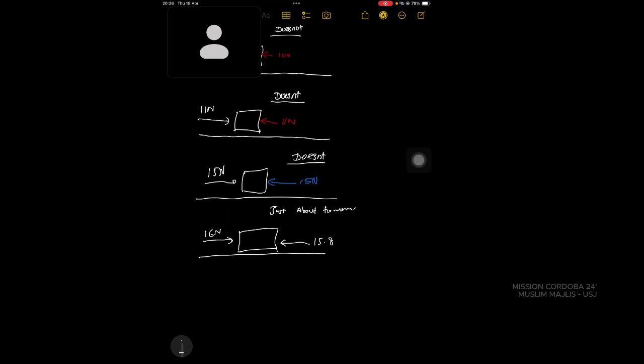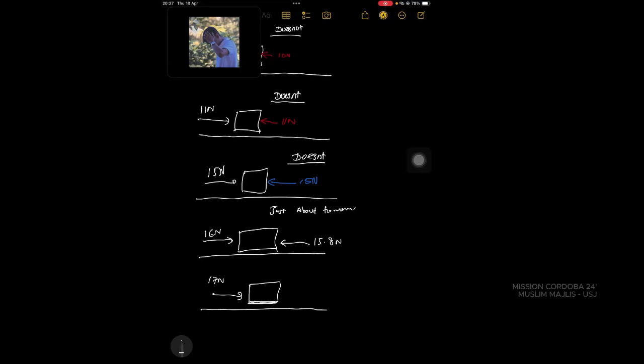There's a calculation for this, which you will all learn later. For example, I say 15.8. Yes, a bit less than 16. Now I am applying 17 newtons of force.